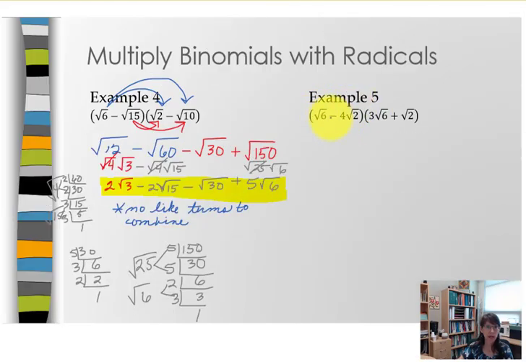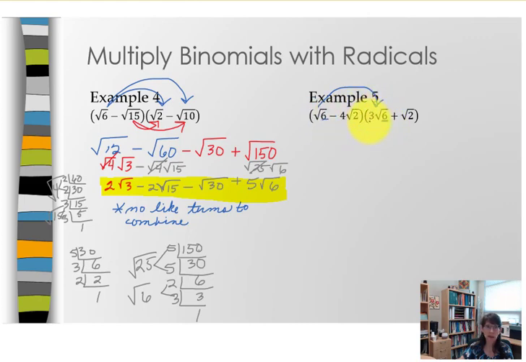For example 5, again, it looks like we have two binomials. The first terms are square root 6 times 3 square roots of 6. So this one is a little bit different. We better be careful here because with this first distribution, 6 is under the radical. That means it's being multiplied by the other 6 that's under the radical.